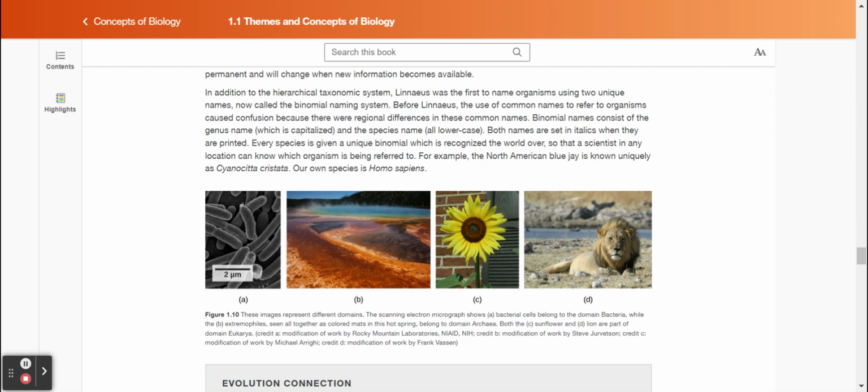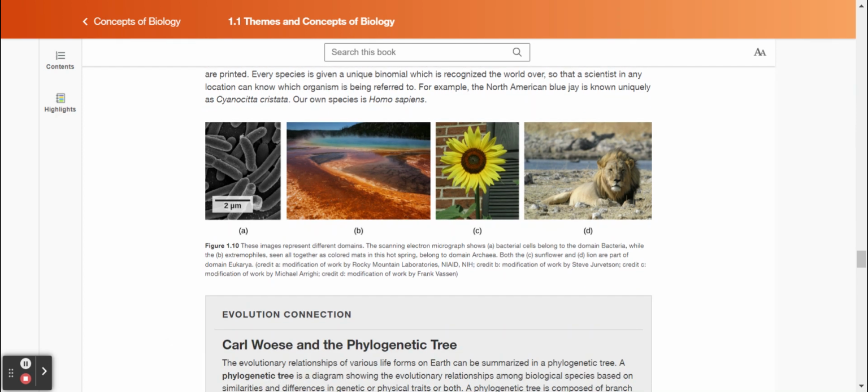Every species is given a unique binomial which is recognized the world over so that a scientist in any location can know which organism is being referred to. For example, the North American blue jay is known uniquely as Cyanocitta cristata. Our own species is Homo sapiens.